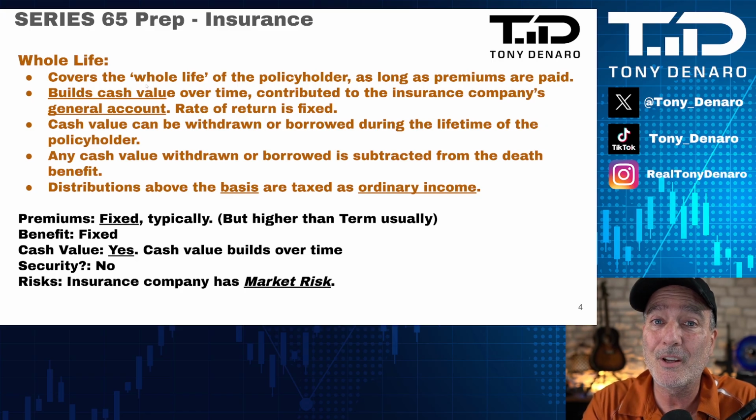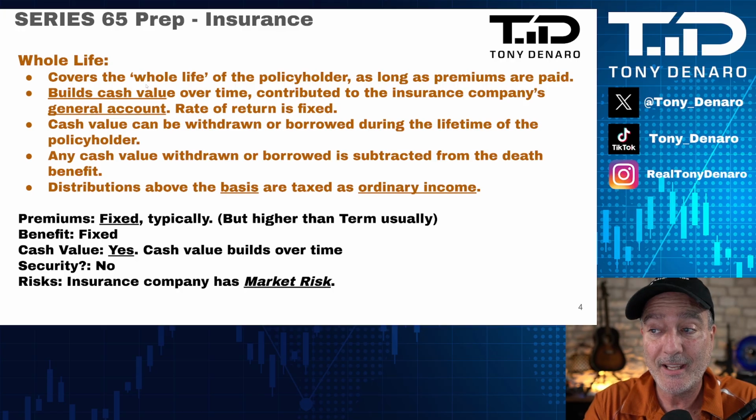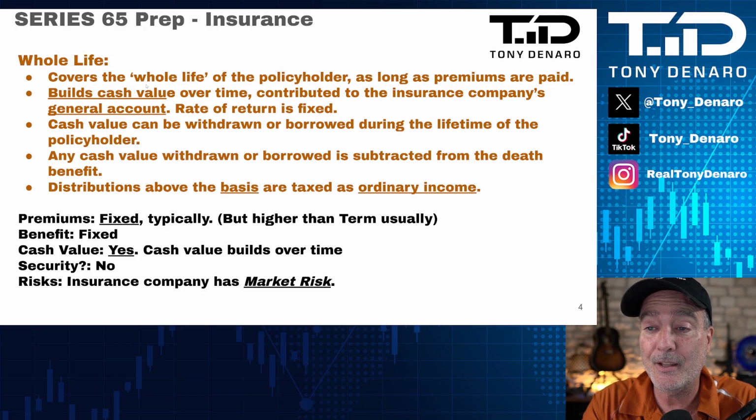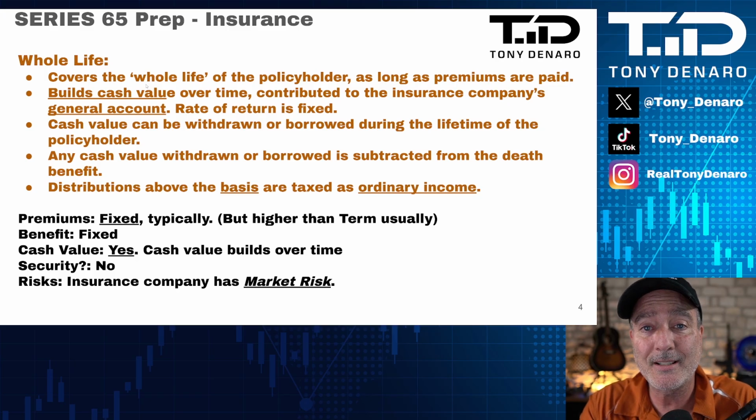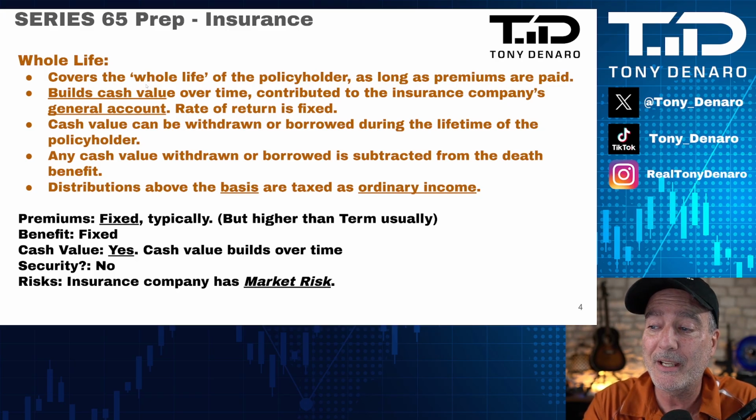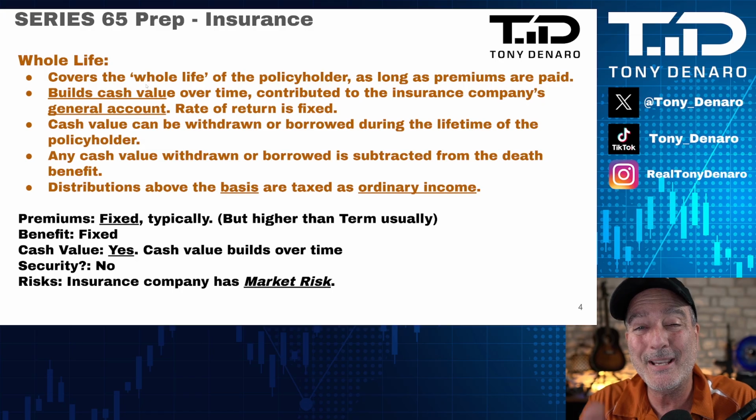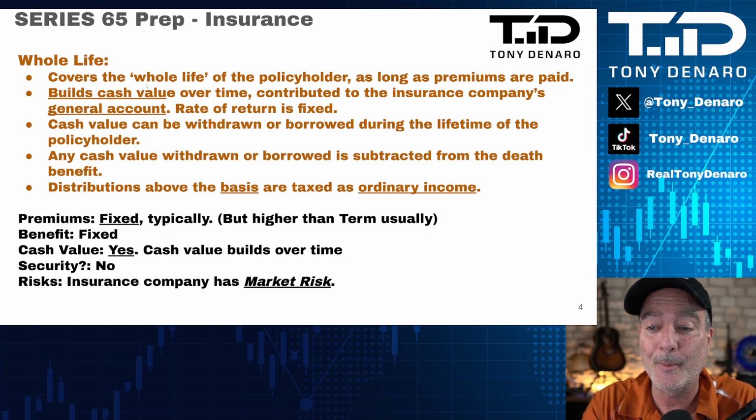And one extra benefit of a whole life policy is the cash value could be withdrawn or borrowed from during the lifetime of the policy holder. And if you did withdraw or borrow any money, that would be subtracted from the death benefit. Any distributions withdrawn or borrowed would be taxed above the basis as ordinary income.